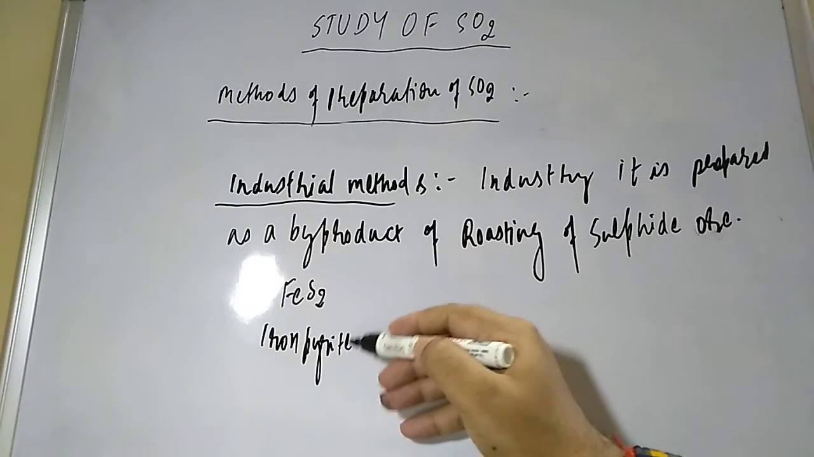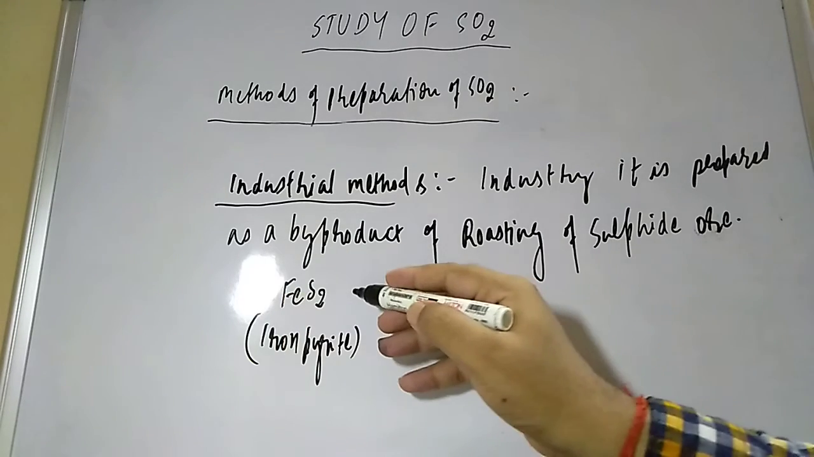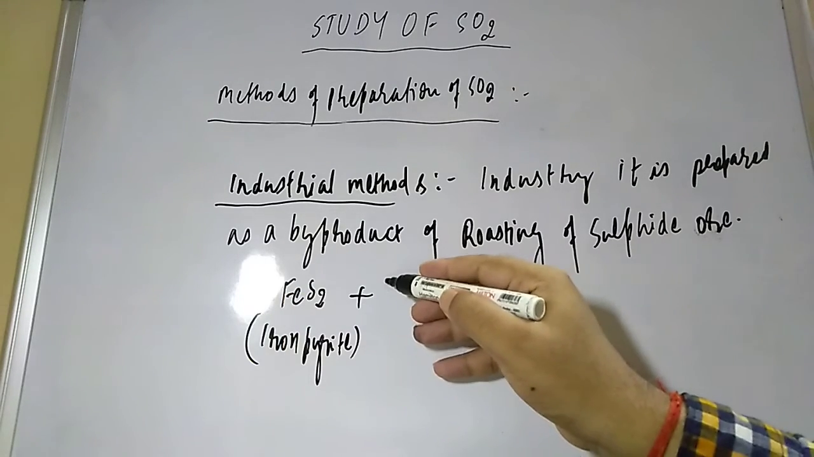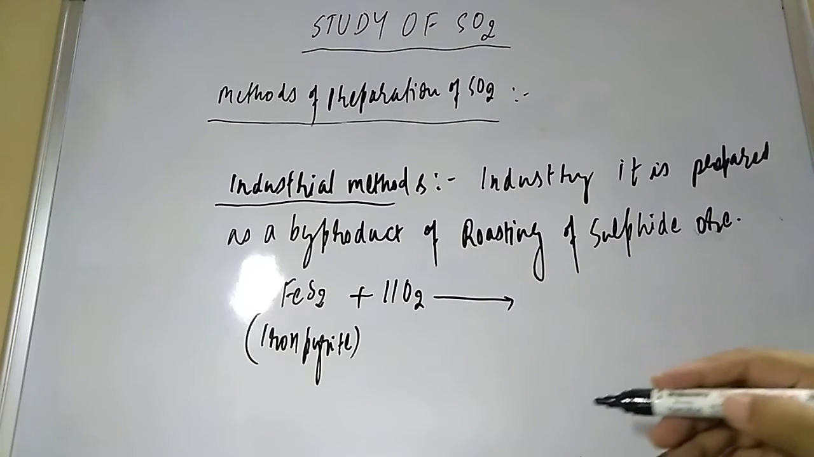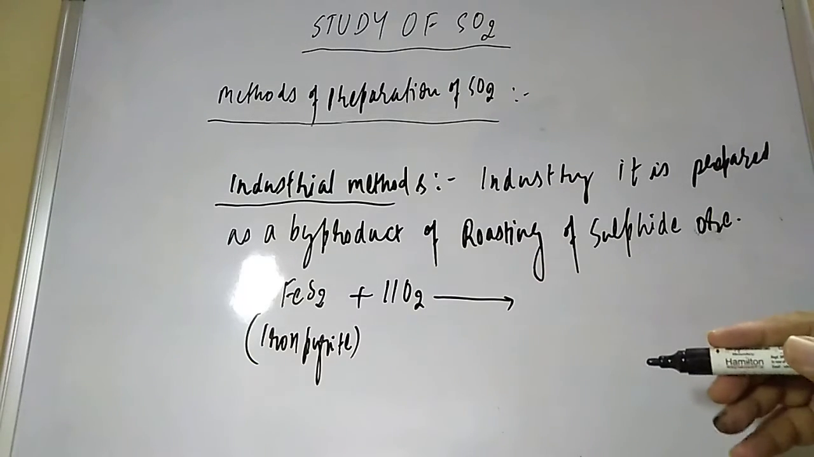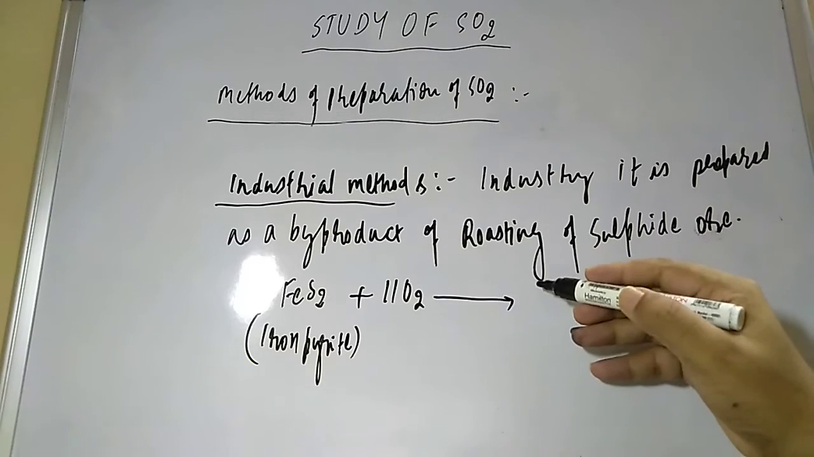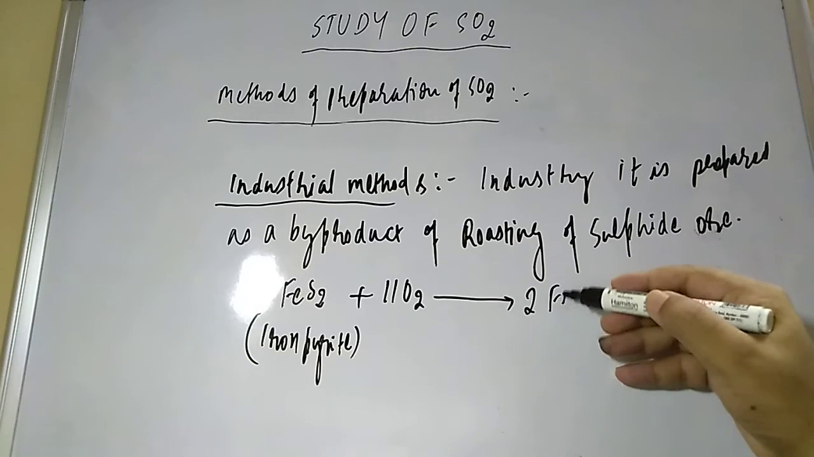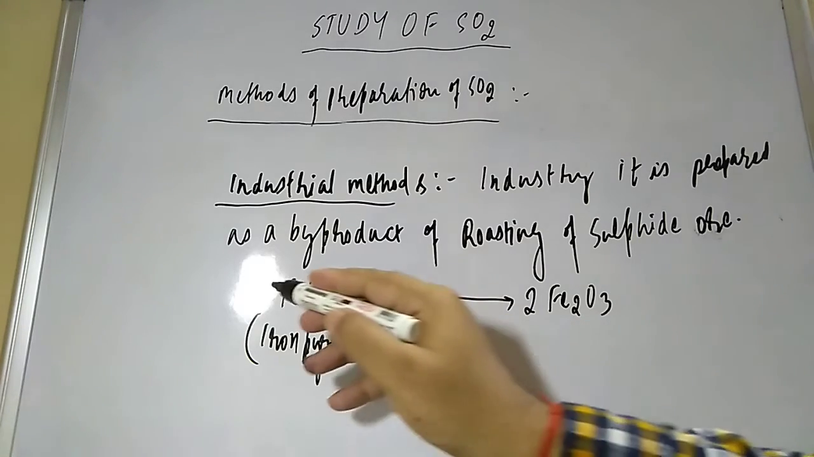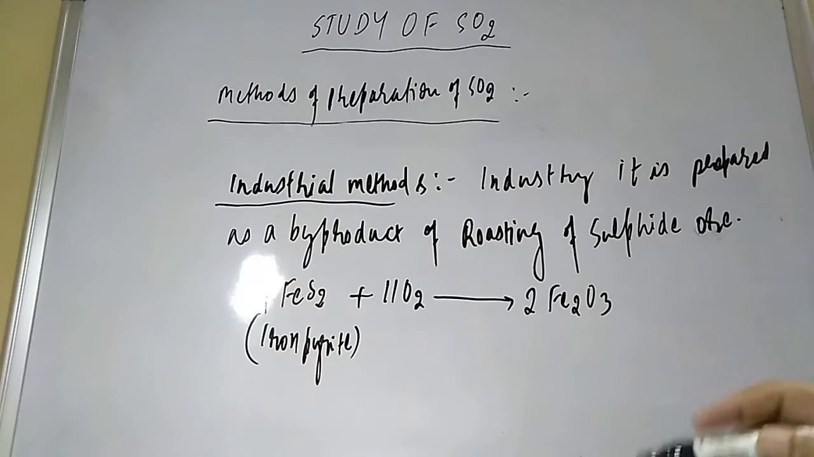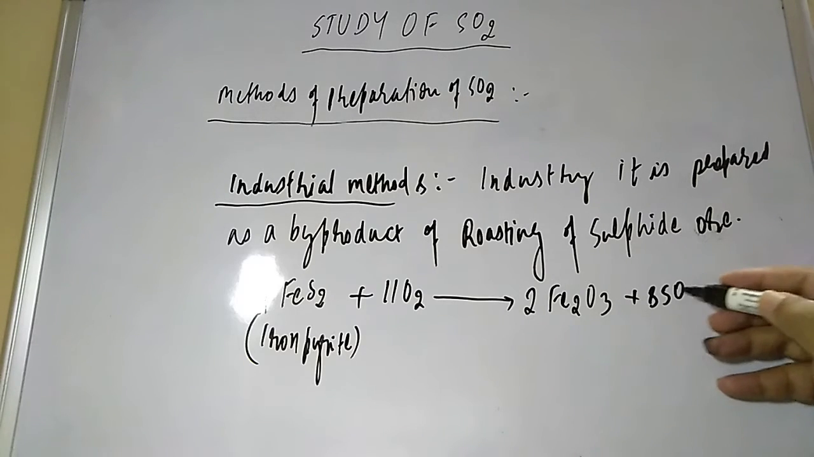This is iron pyrite, FeS2. We take it with oxygen, 11 O2, and it gives Fe2O3. So 2 moles of Fe2O3 are formed. For balancing, take 4 FeS2, and it will give 8 moles of SO2.